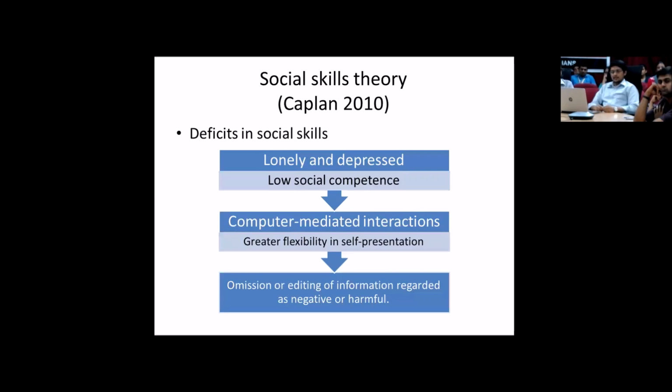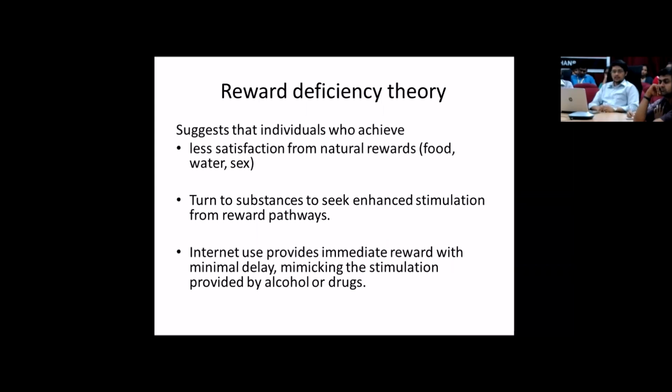Social skills theory is from Kaplan in 2010. He says there are deficits in social skills. A person who is lonely, as in social anxiety, or depressed, as in depressive disorder, would have low self-competence and would prefer computer-mediated interactions, because they offer greater flexibility in self-presentation. They can easily omit or edit information regarding the self which is perceived as negative or harmful for others. Hence, he said deficient social skills was the major theory.